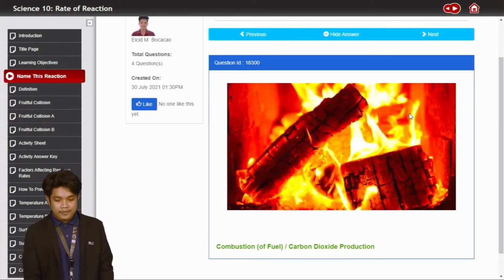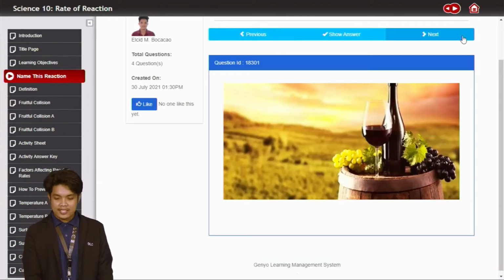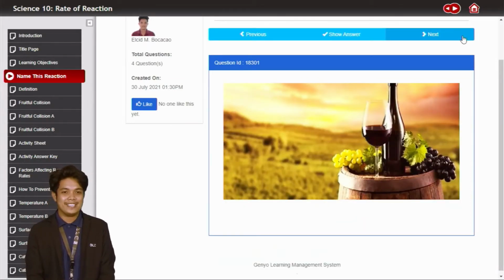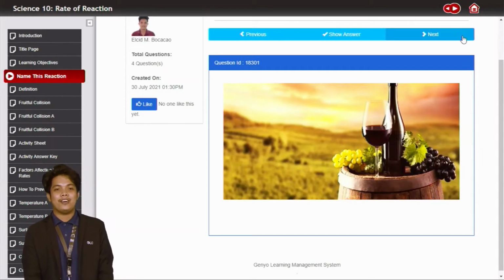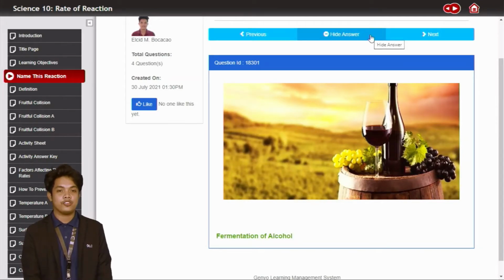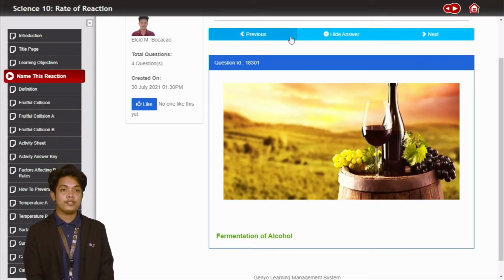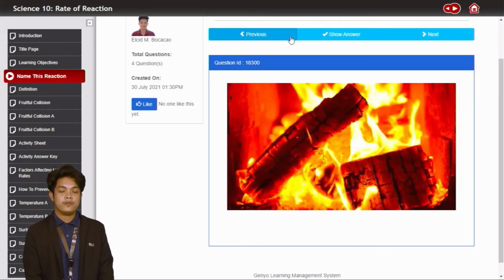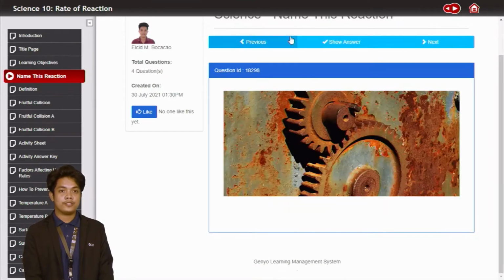Next, or last, question is this one. It's very easy, right? We've tackled it in our organic chemistry. Everyone got the correct answer. This is called the fermentation of alcohol. Very good. So let's compare two pictures from this set of pictures that we have.